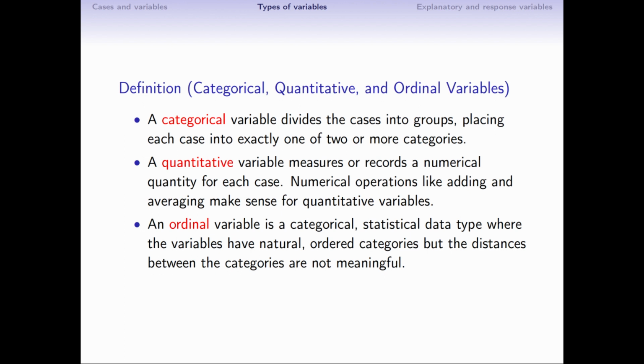Broadly speaking, a categorical variable divides the cases into groups, placing each case into exactly one of two or more categories. So you have two or more categories, and a categorical variable just assigns a case or a subject to a group, one of those groups.